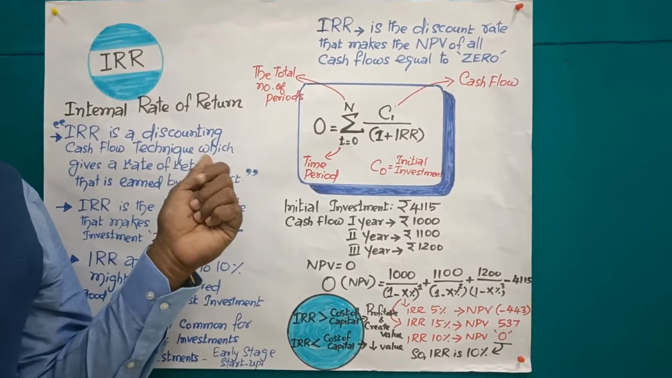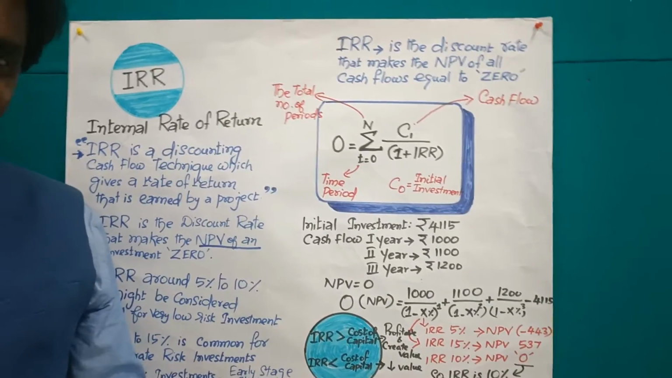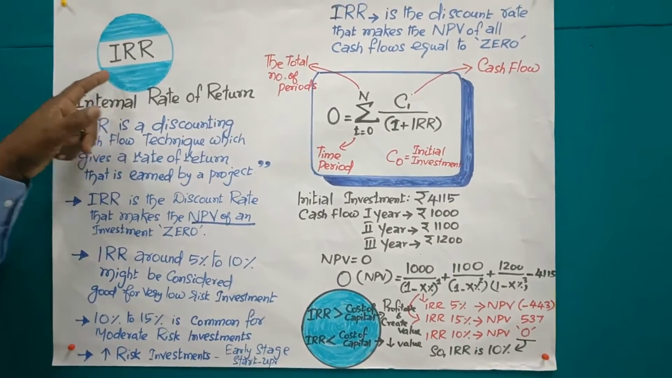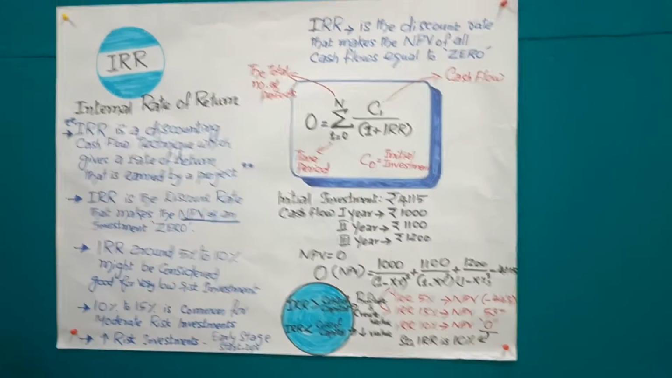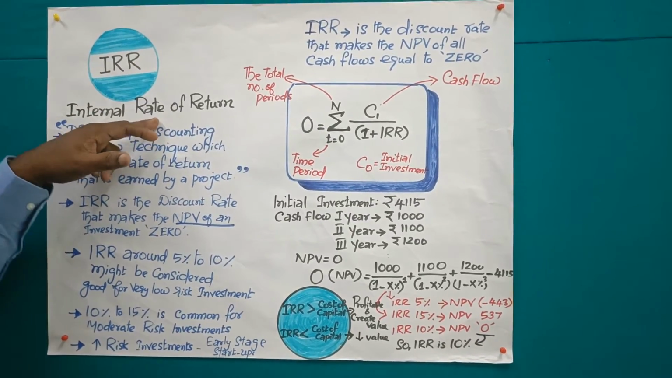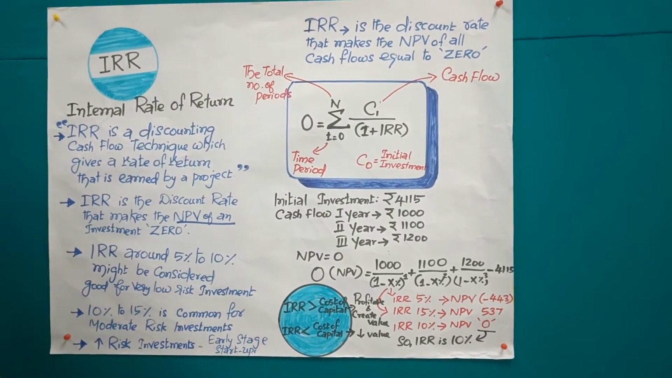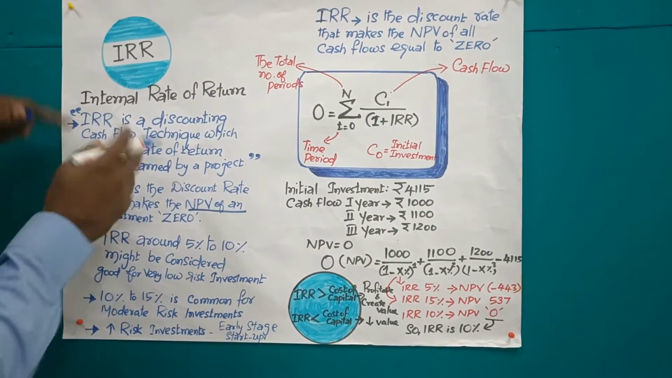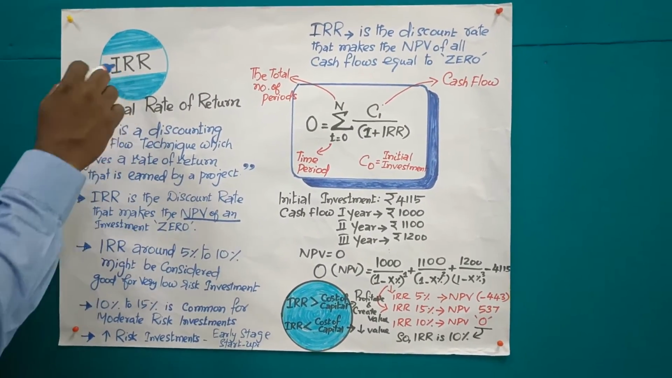Now we are going to discuss yet another capital budgeting technique, which is a very popular one: IRR, internal rate of return. Just recollect NPV, net present value, which we have discussed and computed. There is a connection between the net present value and IRR.